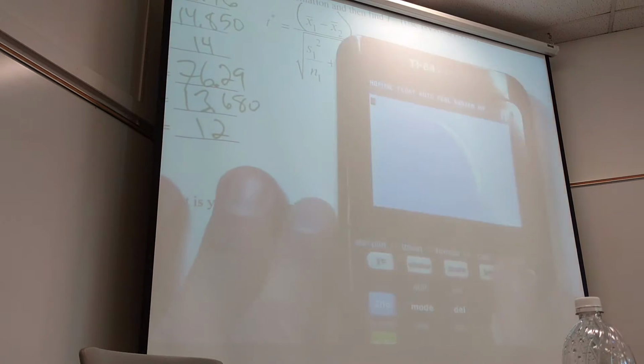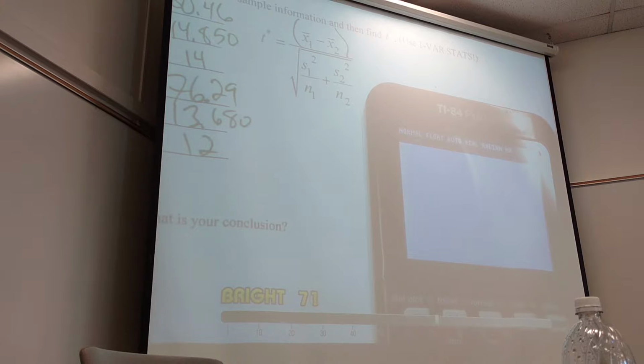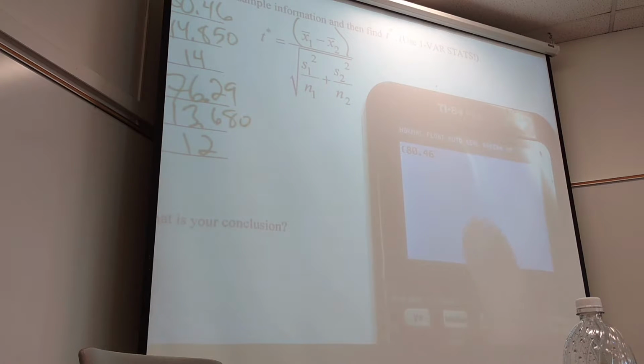Alright guys, so here's how you want to be careful about putting this in. So parentheses, 80.46 is x bar 1 minus 76.29. Divide that by the square root. Now I have the newer version of the operating system on there, so my square root symbol just grows. If you have the old one, it opens up parentheses. Don't close it until you put all that stuff in there, or else you're going to be outside the square root. It's not going to do the right thing. User error is the biggest reason why it spits out the wrong number.